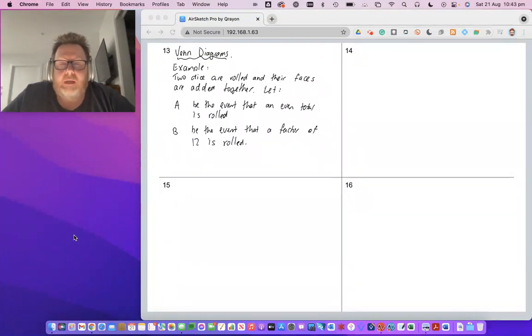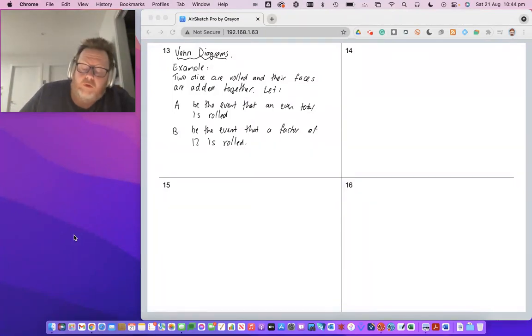So the example I've got here is, again, the old faithful dice roll. Two dice are rolled and their faces are added together. And I've specified two events. A is the event that an even total is rolled, and B is the event that a factor of 12 is rolled on the total dice.